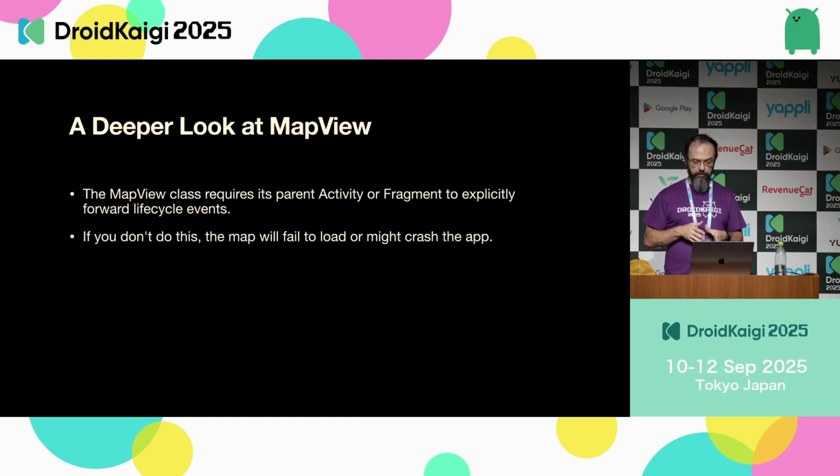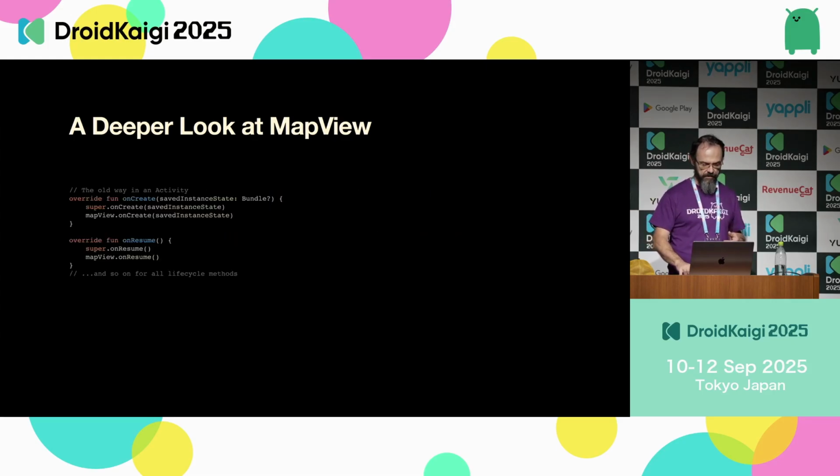Now, let's take a deeper look at the map view. The map view class requires its parent activity or fragment to explicitly forward these lifecycle events. If you don't do this, the map is going to fail to load, or it might crash the app, or you might end up with memory leaks. This is what I mean here.